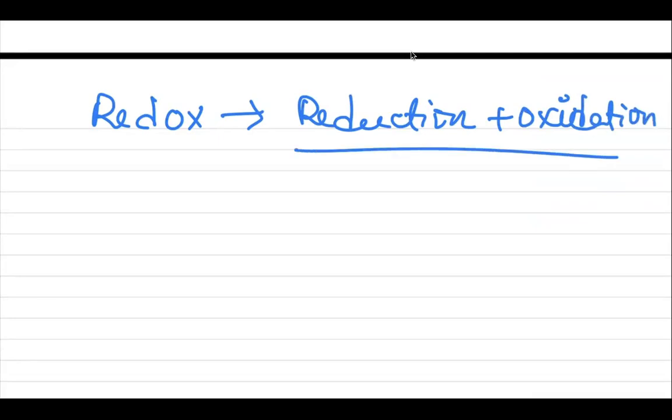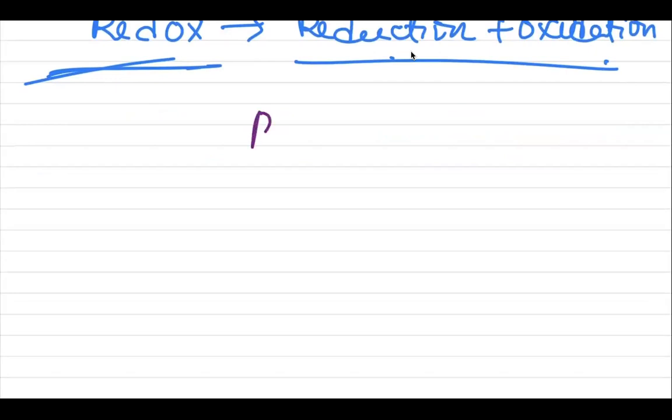These two are simultaneous processes. If reduction takes place, then oxidation has to take place, and vice versa. If oxidation takes place, then reduction has to take place. So each and every chemical reaction is going to be a redox reaction. Okay, understood? This is the redox reaction.